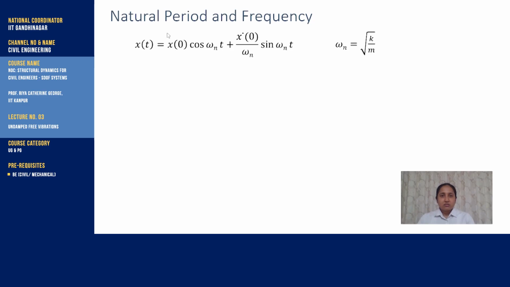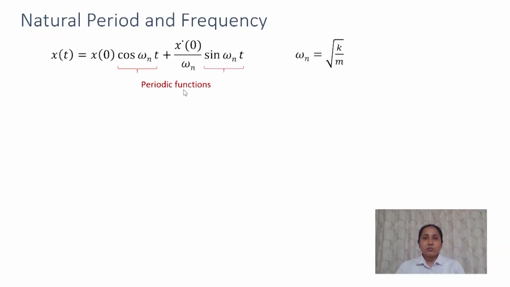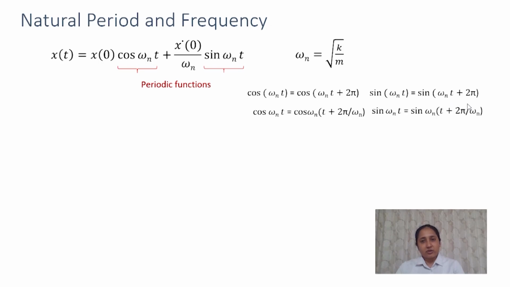So this is the solution. So these are functions of sine and cos. We know that cosine and sine are periodic functions. So cos(omega n t) is equal to cos(omega n t plus 2 pi). Sine and cos functions have a period of 2 pi. So their values will be same after multiples of 2 pi. So again, sine(omega n t) will be same as sine(omega n t plus 2 pi).